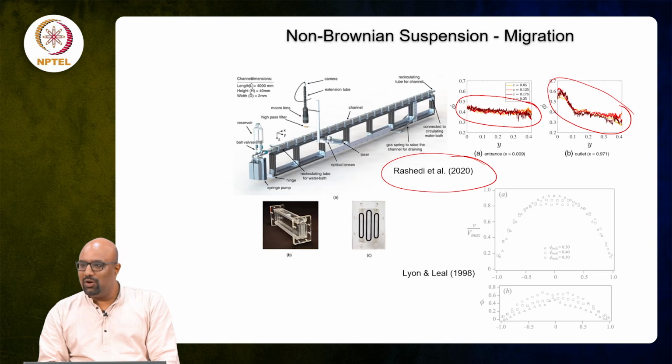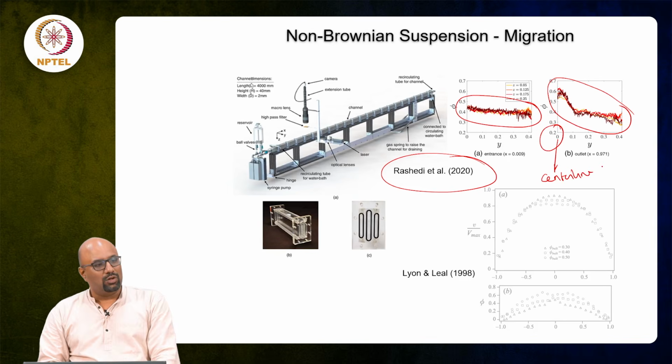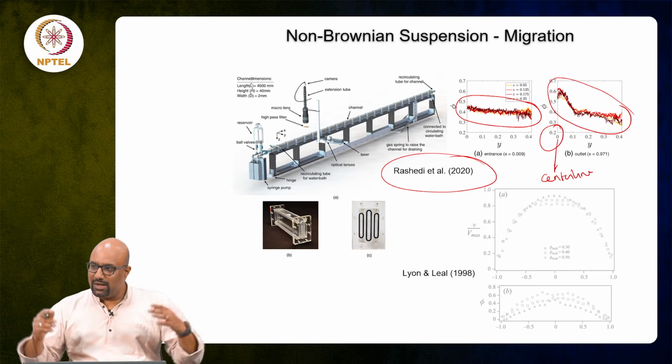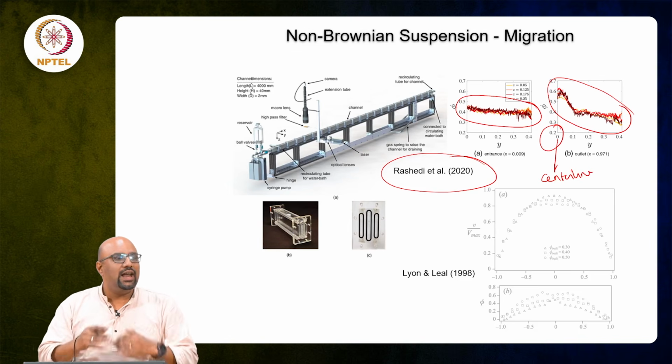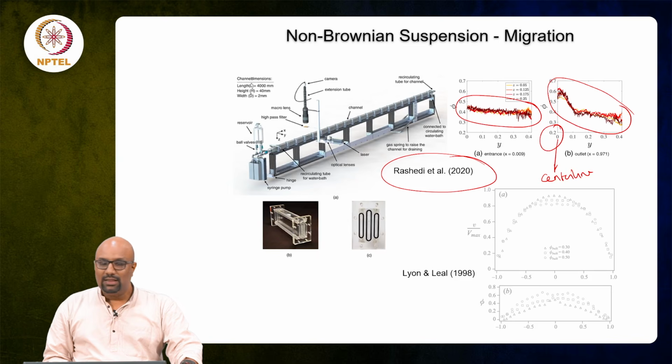There is a likelihood of finding more particles near the center line. So this is the center line, than near the walls. So particles seem to go and accumulate towards the center, and this was again done by making sure that the Reynolds number of the particles is very small.